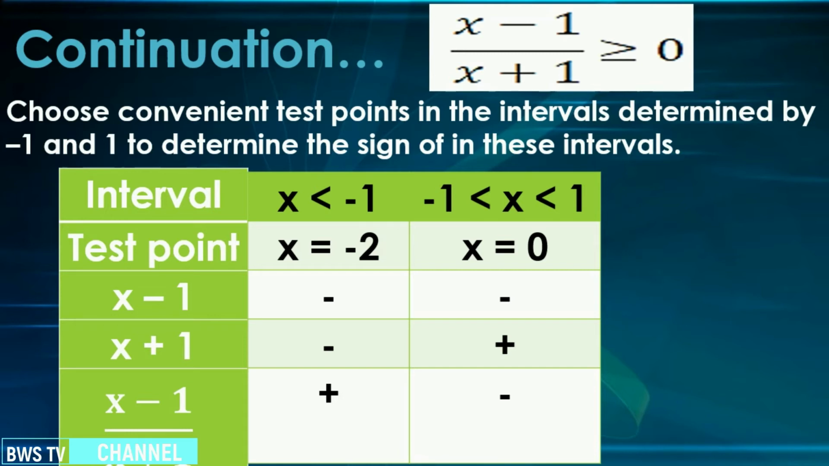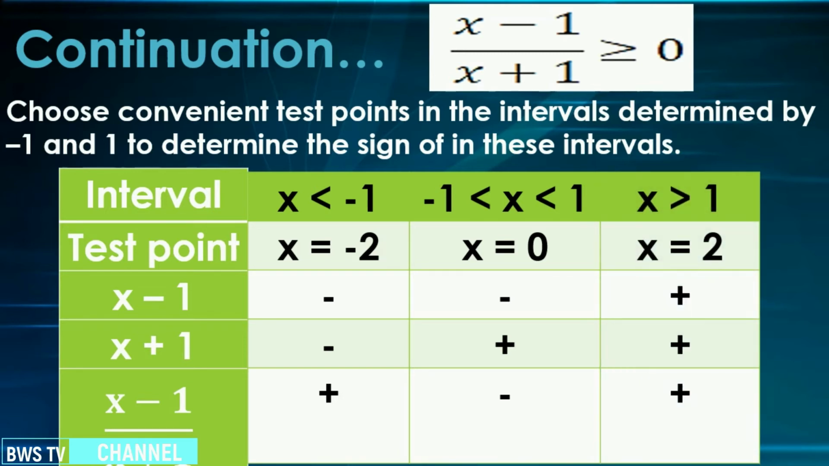So now, let's continue. The last one is greater than positive 1. That means 2 onwards: 2, 3, 4, 5, and so on. Let's start. We'll use only the smaller number, which is 2. So substitute it. The answer is positive. All positive. So that's the answer when we test the points. So now it's time for the conclusion.